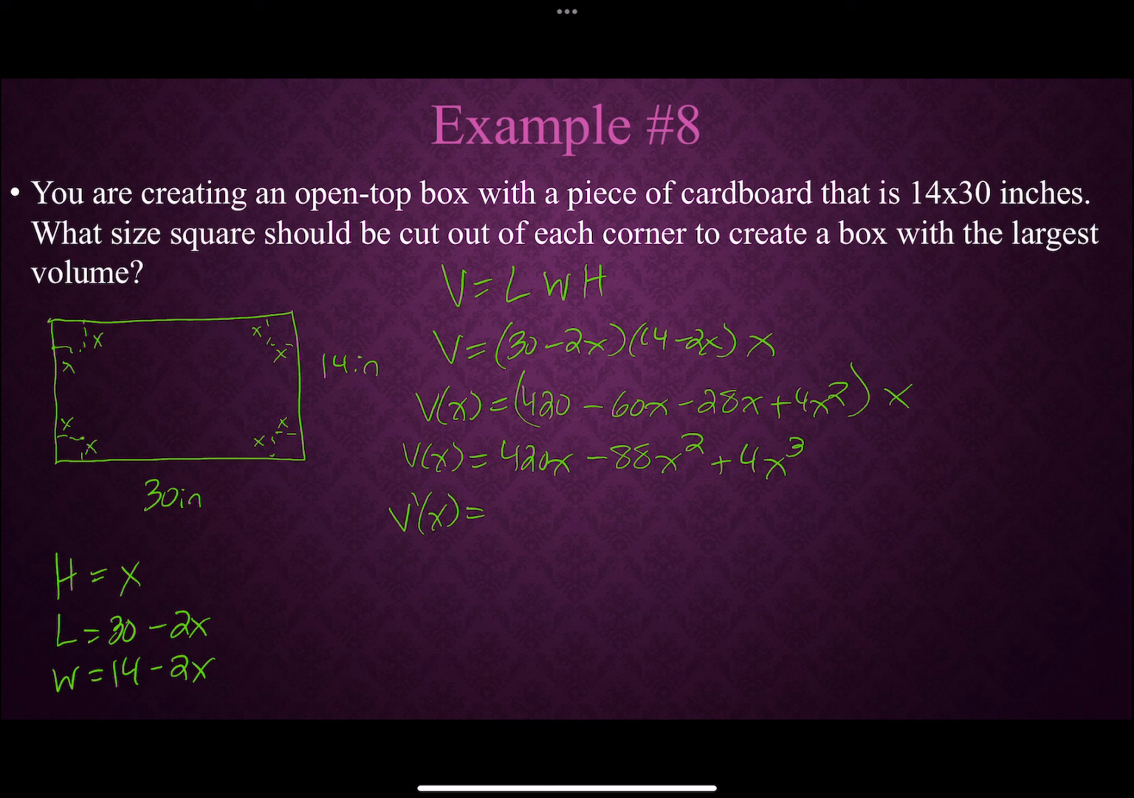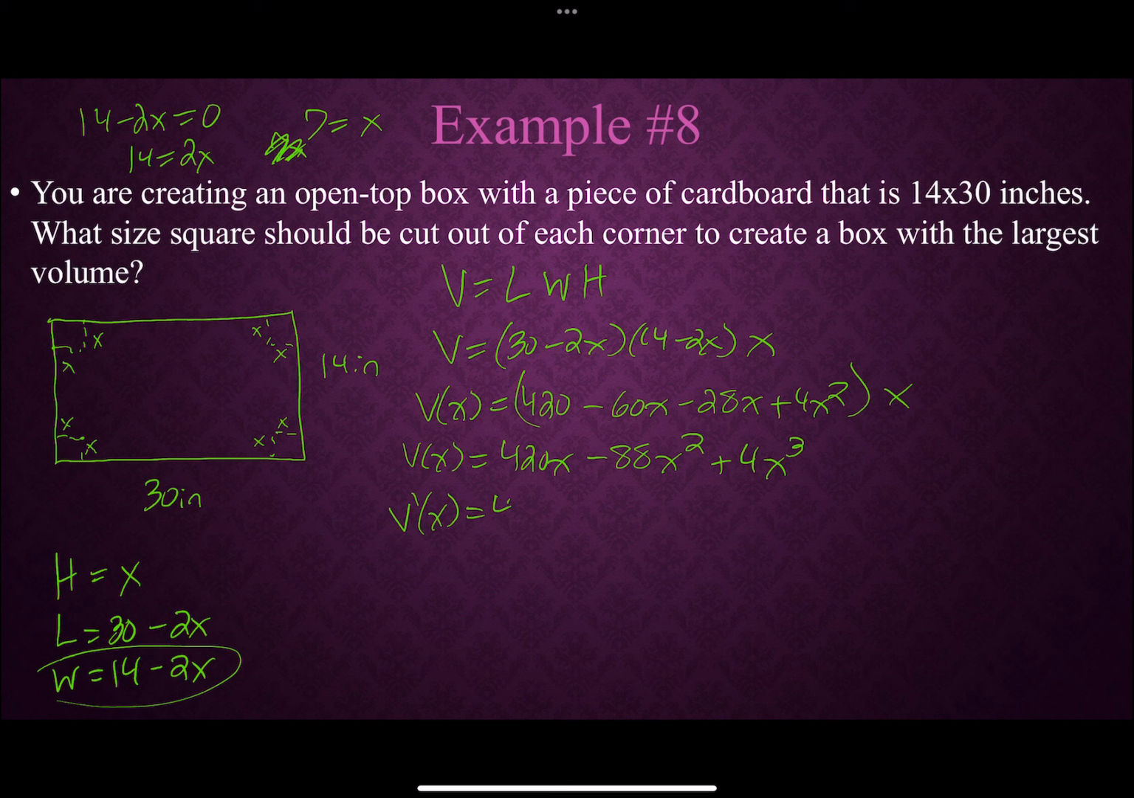Dimension-wise, we know that obviously x has to be bigger than 0. We need to be able to cut something out. It cannot be larger than 7. Where did I get 7 from? Well, that's based off the smaller dimension, the width right here. 14 minus 2x equals 0 occurs when x is 7. So if x is bigger than 7, this is not possible, because obviously then we would cut out the square that would equal the entire width there. We no longer have a foldable piece. So it's got to be somewhere in between 0 and 7 to be an actual size that will work.